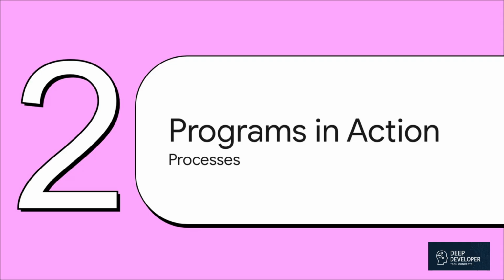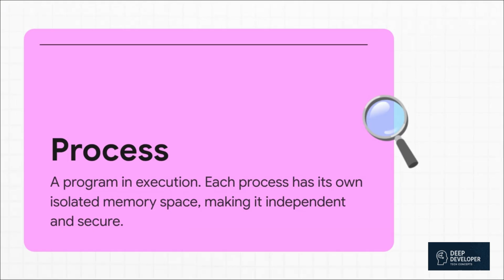Okay, so the OS has set the stage. Now let's bring out our first major player, the process. A process is, pretty simply, just a program that's running. When you double-click Chrome or you run your code editor, you're kicking off a process. Now, the most important thing to get here, the key takeaway, is that every single process gets its very own totally isolated memory space. It's like its own little private sandbox, completely walled off from all the other processes.